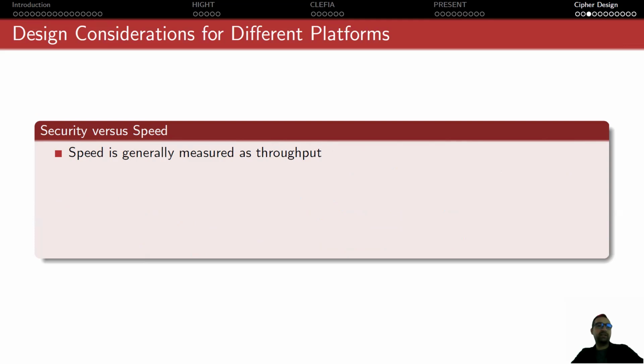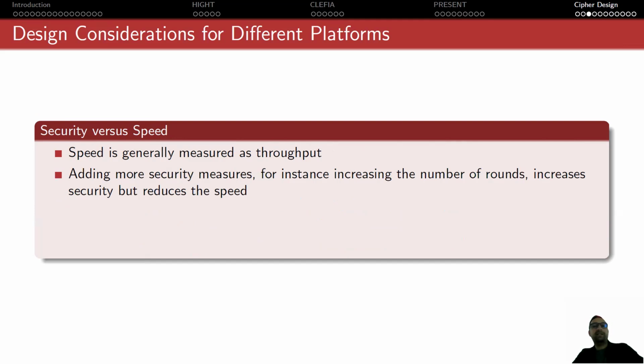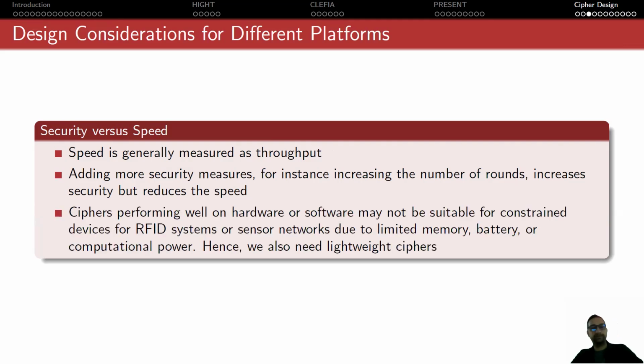Another consideration is security versus speed. So speed is generally measured as throughput. And adding more security measures, for instance, increasing the number of rounds increases security, but reduces the speed. So this is a problem. If you design your cipher 20 rounds and then increase it to 40 rounds, yes, it might double the security, but halve the speed, right? Also, in some of the weaknesses, some of the cryptanalysis techniques, the attack works regardless of number of rounds. Okay, so increasing the number of rounds doesn't always mean that it increases the security.